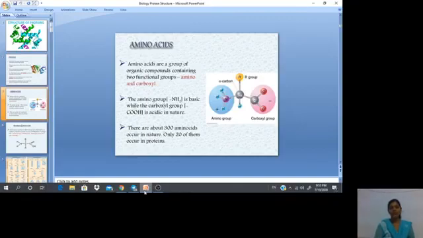This is shown in this figure. On the right hand side there is the carboxyl group and on the left hand side there is the amino group. The amino group is basic in nature whereas the carboxyl group is acidic in nature. About 300 amino acids occur in nature, and only 20 of them occur in protein.